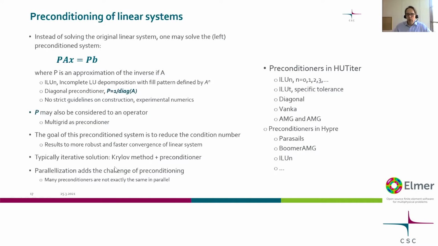Parallelization adds some complexity to the preconditioning because many of the preconditioners are not exactly the same in parallel. So, for instance, incomplete LU is typically done, at least in Elmer, partition-wise, so it's not the same in parallel. Its convergence is quite okay-ish, quite the same in parallel and serial, but it's not the same. So it's difficult to compare the solutions one-to-one, for instance in the iteration count, etc.